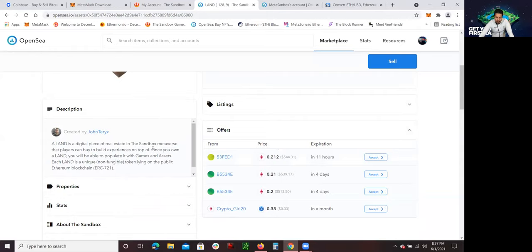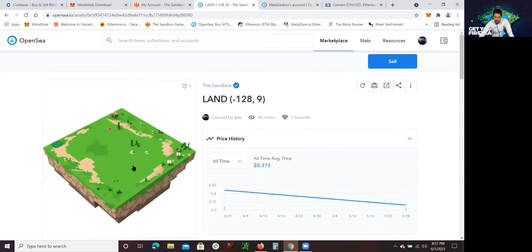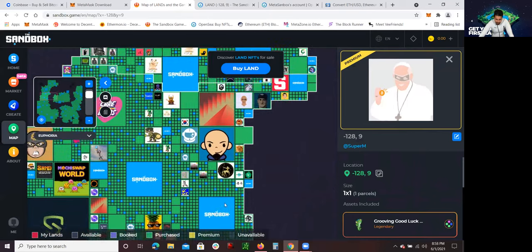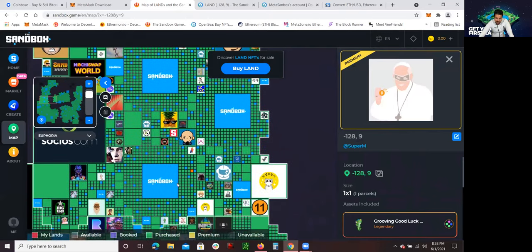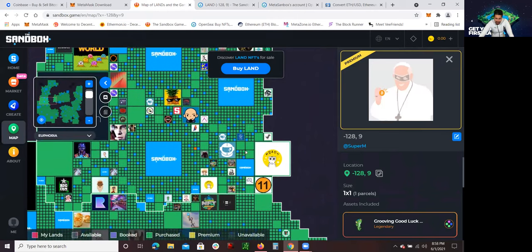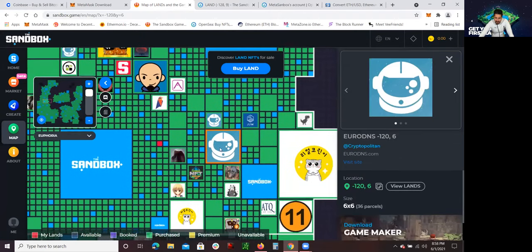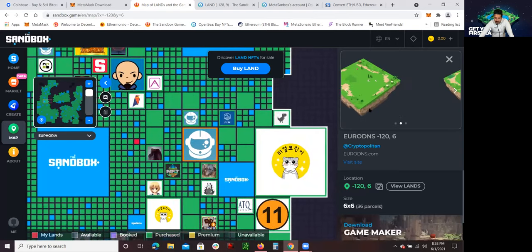What I like about owning this land is, like this creator mentioned, you're able to create games and assets and build experiences on top of this land. And that's what I plan to do. I actually plan to do something with this, and maybe collect some more and have an estate. Once you collect several lands next to each other, it's considered an estate. My land is located right here, at -128.9. It's close to the Sandbox right here. I'm looking forward to when the Sandbox goes live and I'm able to play it.